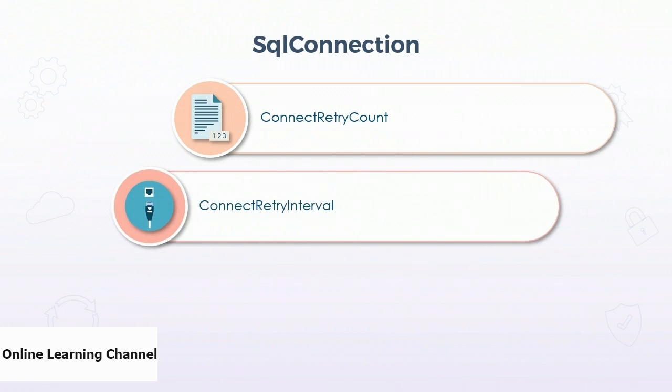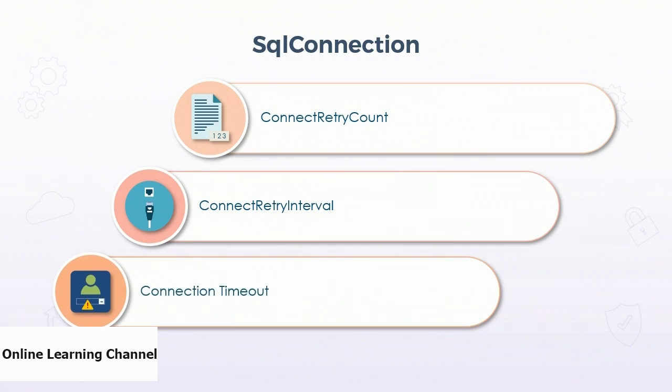Then the connect retry interval property controls the time between retries in seconds. Default is 10 seconds, but you can set it between 1 and 60 seconds. And finally, you can set the connection timeout, which is how much time goes by before the retry times out and the error bubbles up to the application. This defaults to 15 seconds, but can be between 0 and a very large number of seconds.